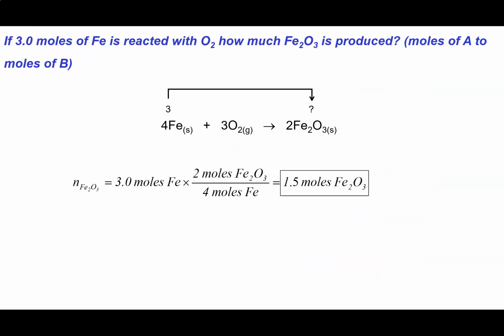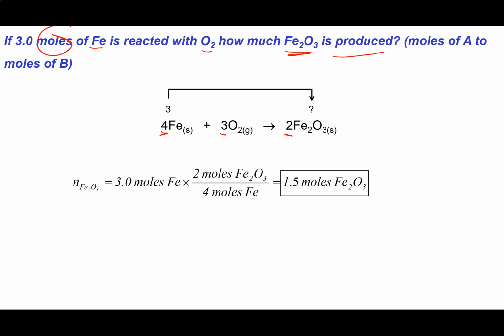Again, we can apply these in the same way that we were just talking about with whole atoms or whole molecules. We can now talk about moles when it comes to a chemical equation. The coefficients in our chemical equation are giving us our mole ratios. So instead of doing atoms of A to atoms of B, we're now doing moles of A to moles of B. So it says here, if 3 moles of iron is reacted with oxygen, how much Fe2O3 is produced?